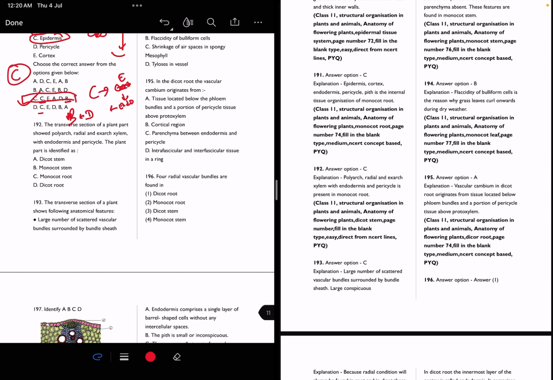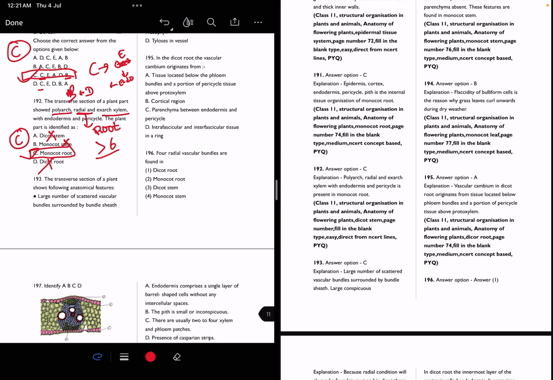The transverse section of the plant part showed polyarch. Polyarch means more than six xylem. Is the polyarch condition present in monocot or dicot? Monocot. So first, dicot. This is dicot. Only monocot has polyarch, in stem and root. Radial and exarch xylem. Radial means root or stem? Always root only. So stem is gone. Answer is C. This is the approach to solve a question always.